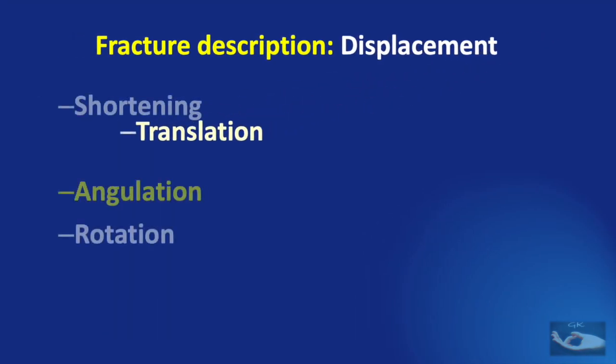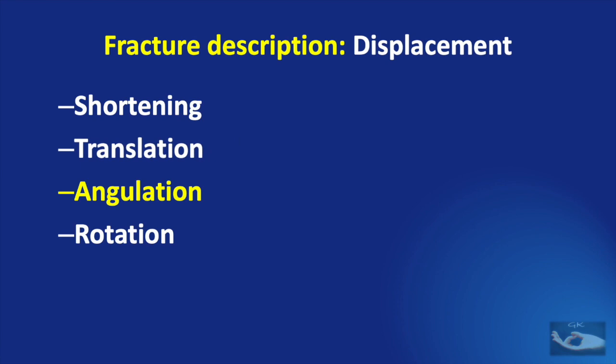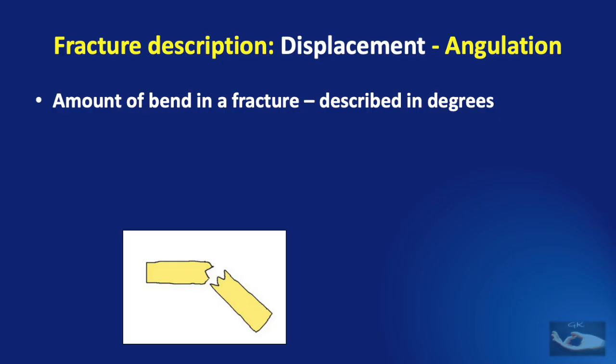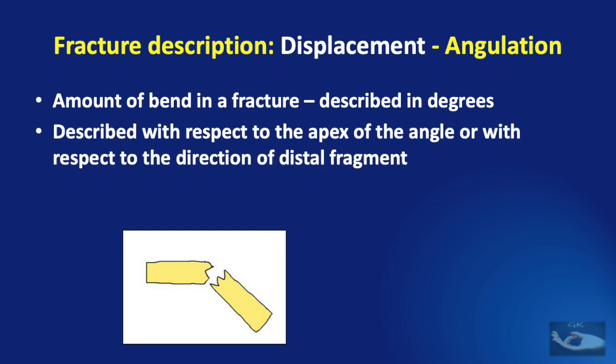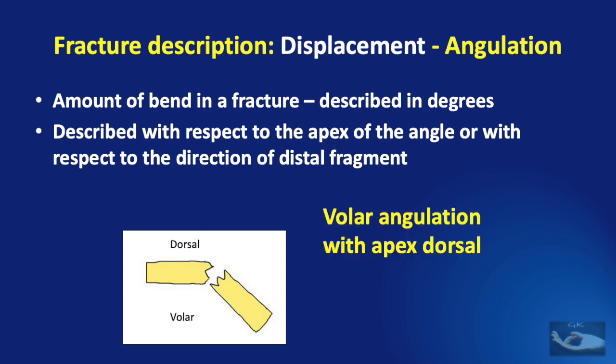The next important displacement that we shall consider is angulation. It refers to the amount of bend that occurs between the fractured bones. It is described in degrees and it is described with respect to the apex of the angle or with respect to the direction of the distal fragment. In this diagram, we can see there is a volar angulation with the apex dorsal of 45 degrees.